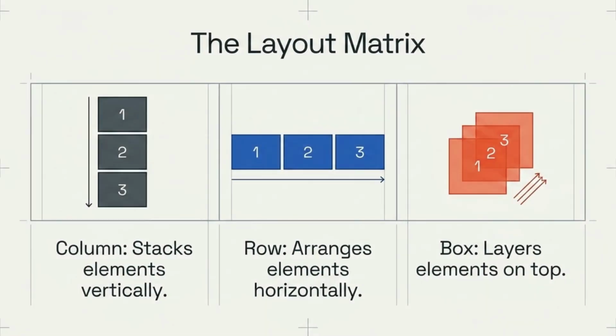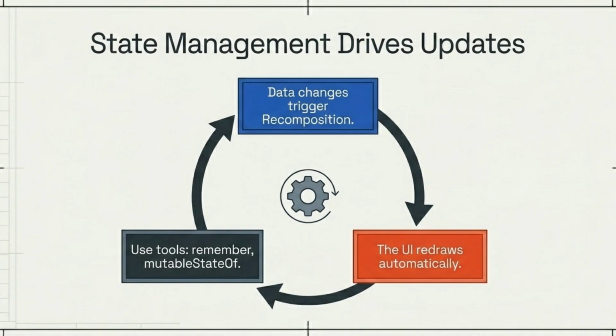The basic layouts include column, which stacks elements vertically, row, which arranges elements horizontally, and box, which layers elements on top. State management drives UI updates. When data changes, it triggers recomposition, and the UI redraws automatically. Tools like remember and mutableStateOf are used to manage this state.